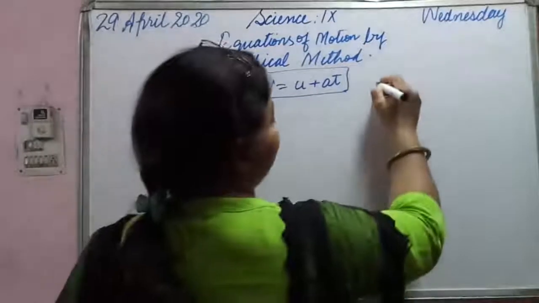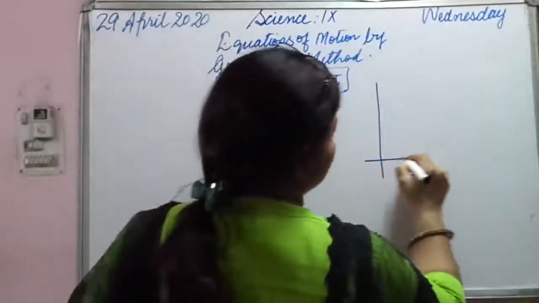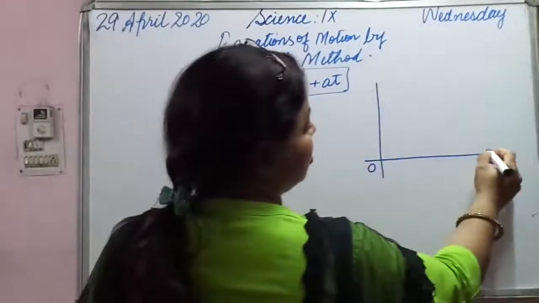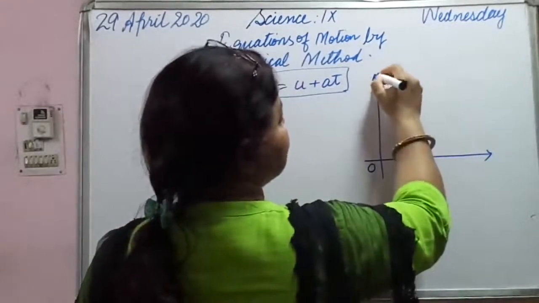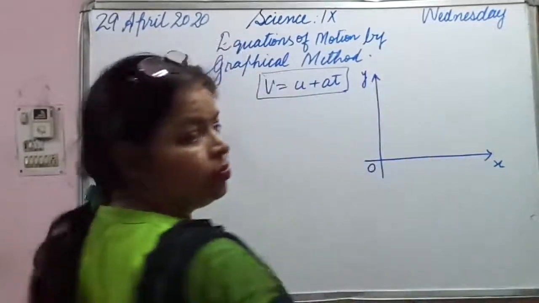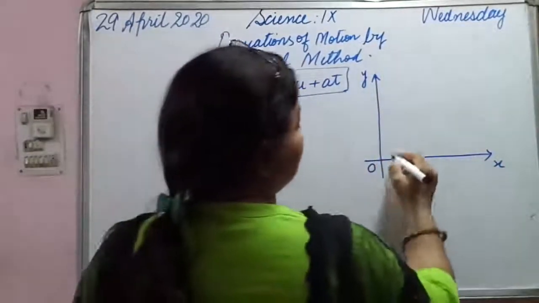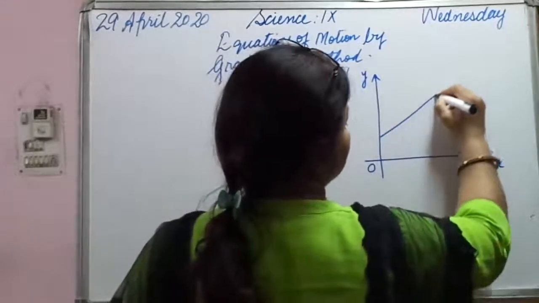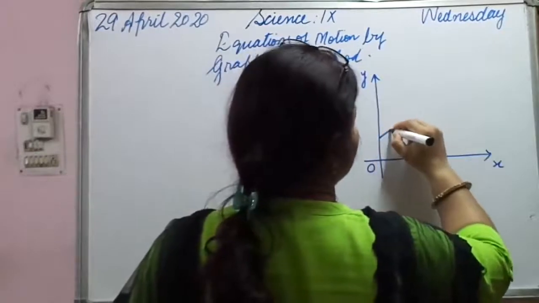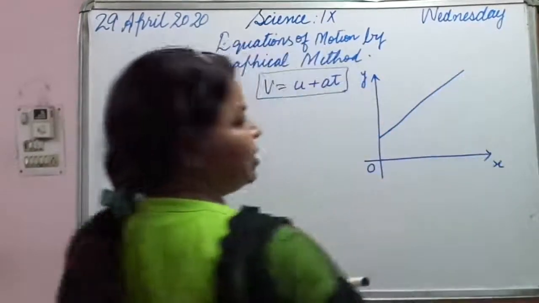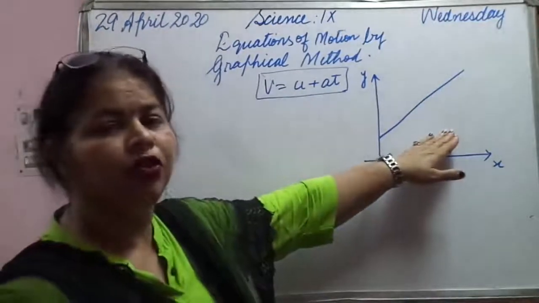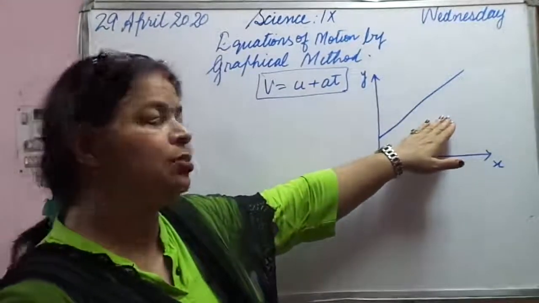First of all, we have to consider this graph. We write O, then the x-axis and the y-axis, and mention them as x and y. Then you have to show an object which is starting from rest, uniformly accelerated. Uniformly accelerated motion is being shown.